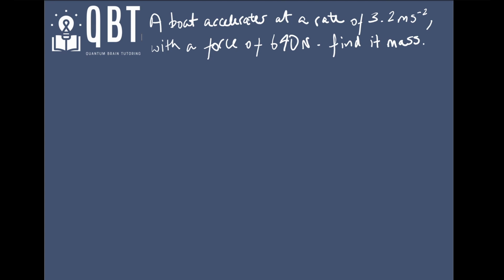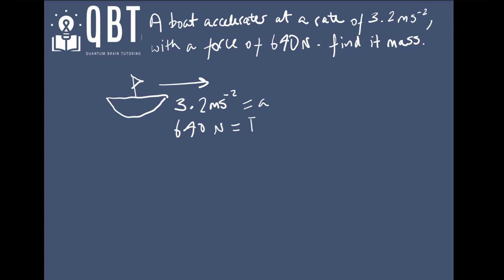Okay, so we know that we have our boat. Excuse my drawing. But this is my boat, and it is accelerating at 3.2 meters per second squared. So that's our acceleration. And we know that our force is 640 newtons. Okay, right, so we are trying to find M.